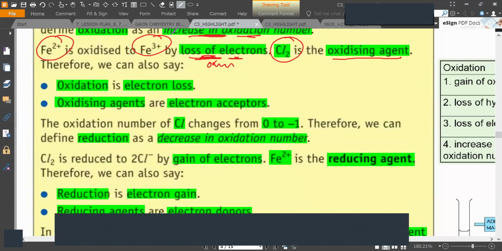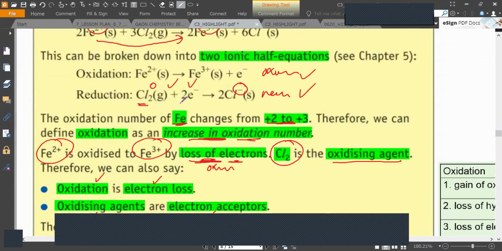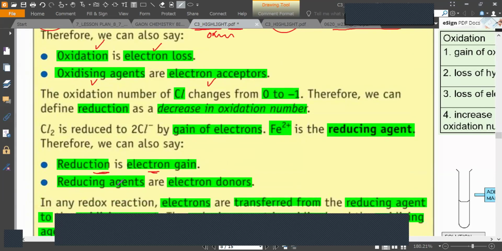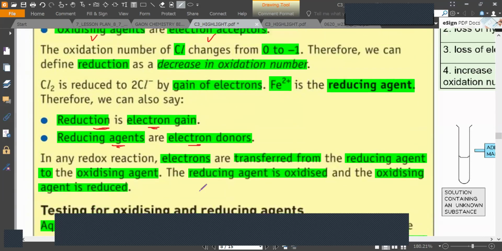So, summary, oxidation is electron loss. The oxidizing agent will be the electron acceptor. They are accepting electrons, like this chlorine accepting electrons. And then reduction is electron gain. The reducing agent will be the electron donor. So we have a transfer: electrons are transferred from the reducing agent to the oxidizing agent. The reducing agent will be oxidized and the oxidizing agent will be reduced.